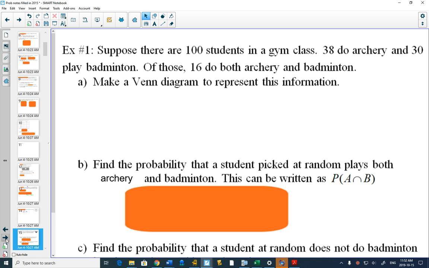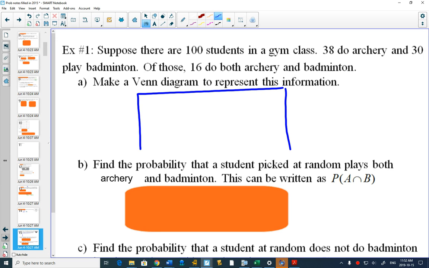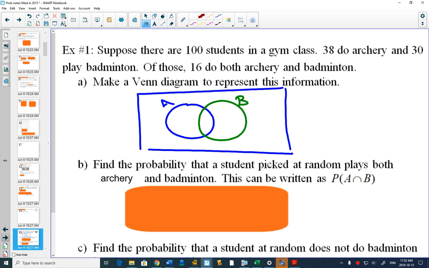Suppose there's 100 students in a gym class, 38 do archery, 30 play badminton. Of those, 16 do both archery and badminton. So we draw a Venn diagram. This represents the 100 people. One event in there is A for archery, and another event is B for badminton. Now, when filling in the numbers here, 16 do both. So we will put a 16 in that intersection to represent those 16 that are doing both.